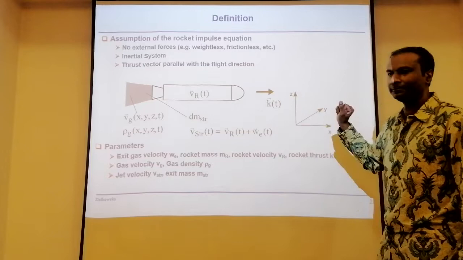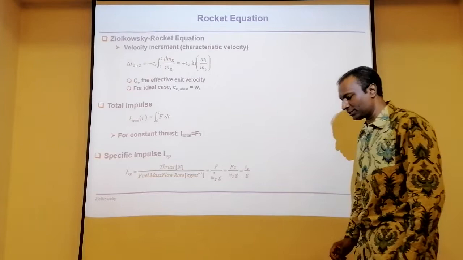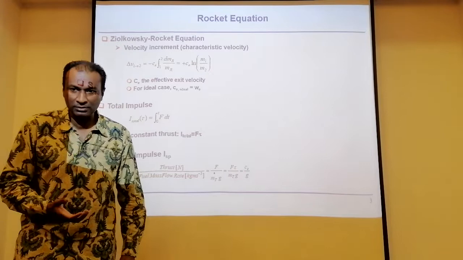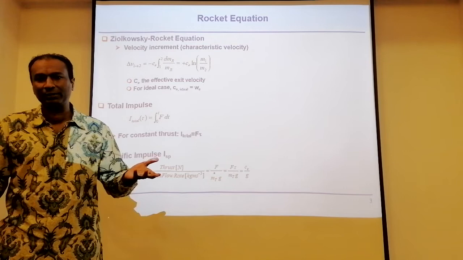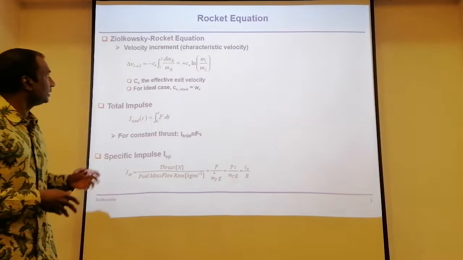Now, Tsiolkovsky equation or rocket equation. This is a very fundamental equation. Tsiolkovsky is a Russian. His full name is Konstantin Tsiolkovsky. He's the first guy who came up with this rocket formulation. That's right. As you can see, the first satellite is Sputnik 1. So that is the reason Russians got there first.